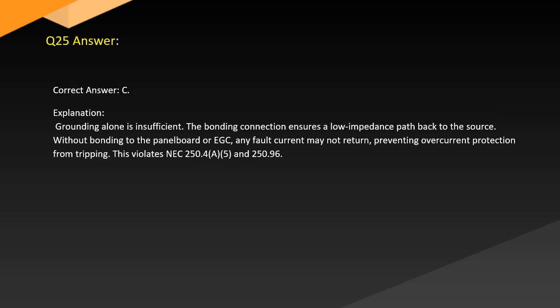Answer. Correct answer: C. Explanation. Grounding alone is insufficient. The bonding connection ensures a low impedance path back to the source. Without bonding to the panel board, any fault current may not return, preventing overcurrent protection from tripping. This violates NEC 250.485 and 250.96.